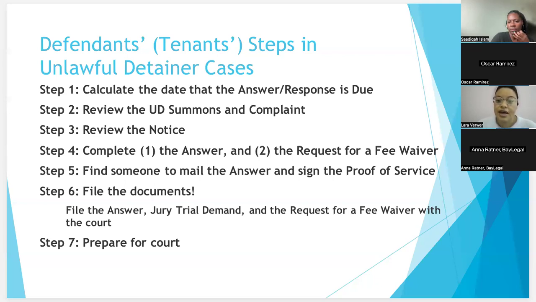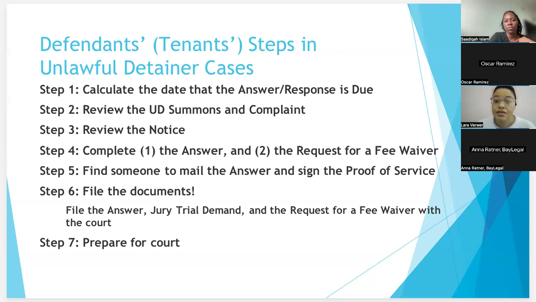Right here on the slide, we have completing an answer, but as Sarah mentioned earlier in the general overview, there are other types of responses a tenant can file once served with an unlawful detainer action. The answer is the most common response, but for example, if there is a notice defect, there's a different motion that a tenant can file to try and get the case dismissed. So here, since the most common response is an answer, we'll go over how to fill out an answer, but just know that's not the only response a tenant can file within that 5-day deadline.